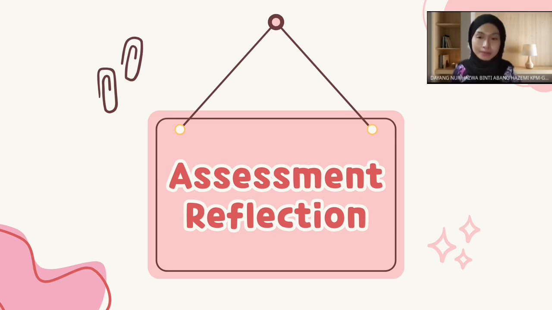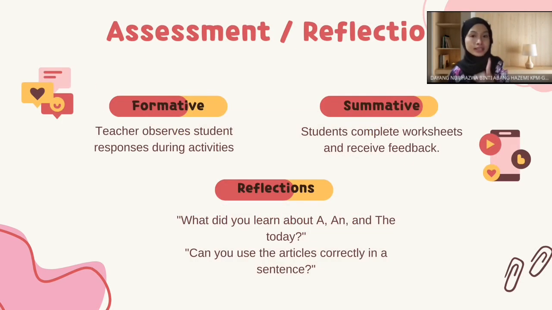So for our assessment and reflection, we can see our assessment in two different ways, whereby we have formative assessment, whereby the teacher observes students' responses during activities. So for formative assessment, teachers play a very important role in observing students' behavior and reactions towards the lesson and the activity provided, specifically for beginner, intermediate, and advanced level students, because these different level students have different reactions, different understanding, different perspectives of the lesson and the activities provided for them. So from here, for formative assessment, teachers will be able to see students' progress throughout the lesson.